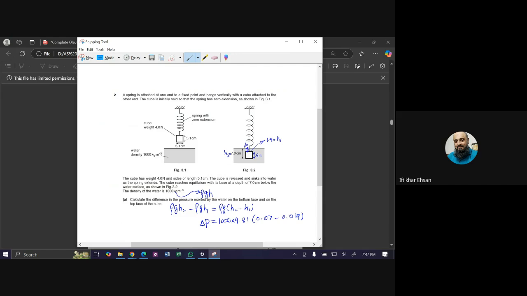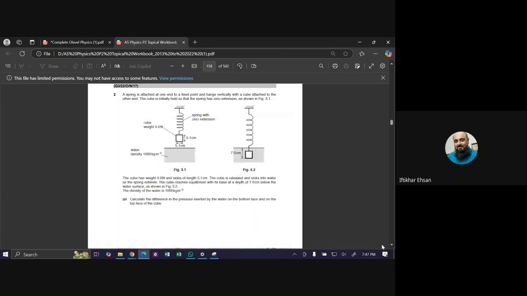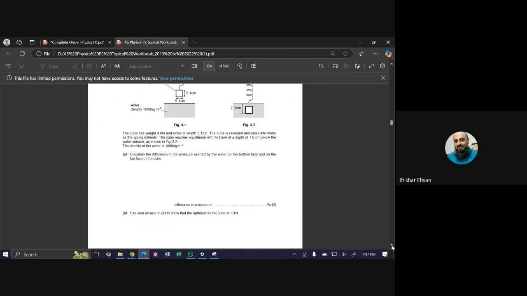Because it will be required in the next part. Can anybody calculate this? You have to write it with the units. Okay, let's move ahead. Yes, sir. Okay, good. Now coming to the next part.